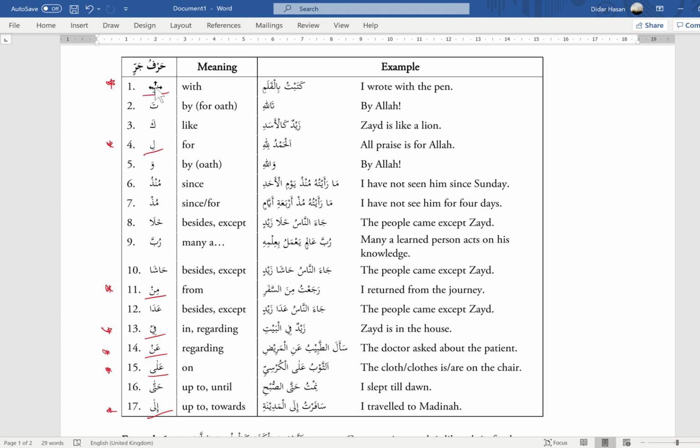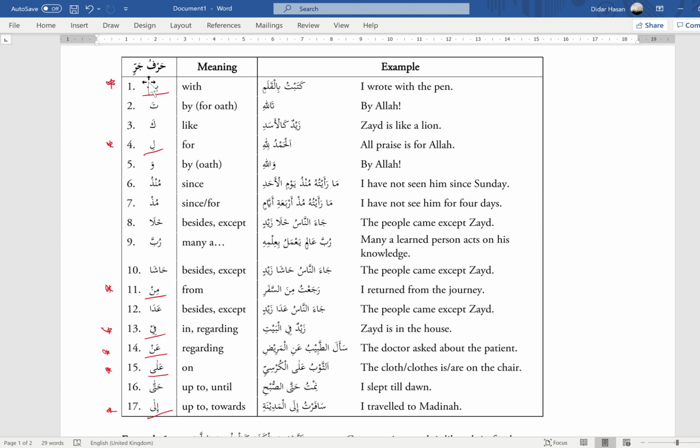So when I was studying, I memorized all 17. So I can say all of these from the top of my head. And the way I memorized them was ba, ta, kaf, lam, wa, mundu, mudh, khala, rubba, hasha, min, ada, fi, an, ala, hatta, ila. Okay, so if you can memorize them, perfect. If you can't, then at least when you come across them, you should be able to recognize them. So you should know them that well, that whenever you come across them in a text, you recognize them immediately.